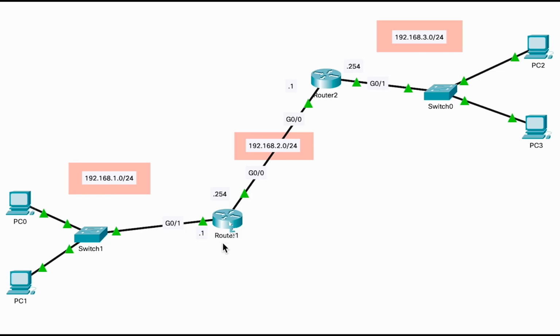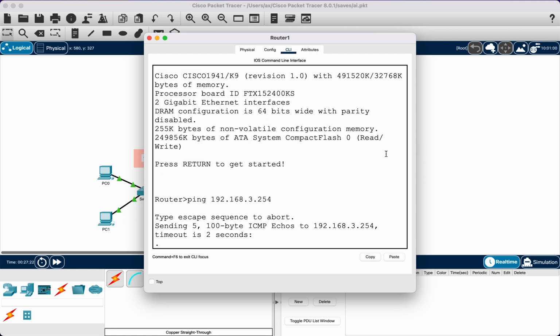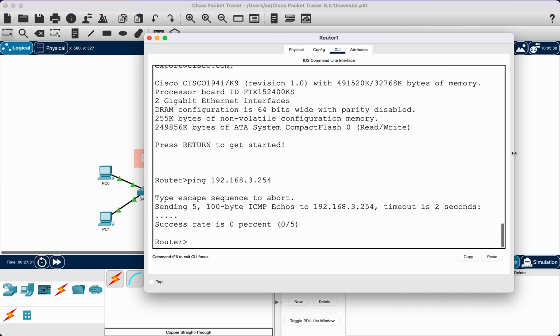For our example, we will be using the topology shown here. Our goal is to teach router 1 about networks that are not directly connected to it. In this case, router 1 does not know about network 192.168.3.0, and thus we will need to teach it by implementing a static route command.